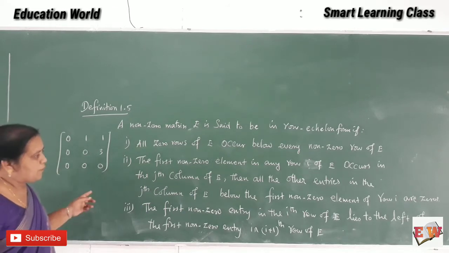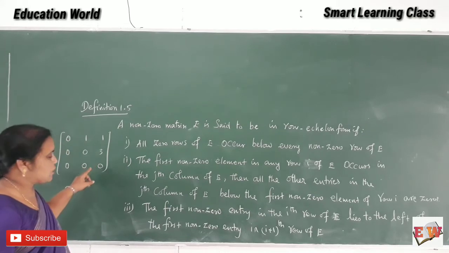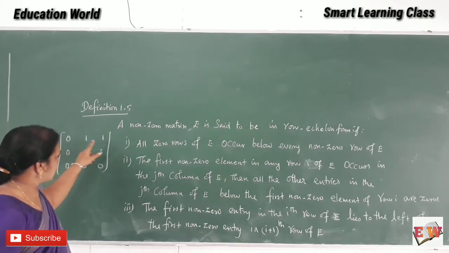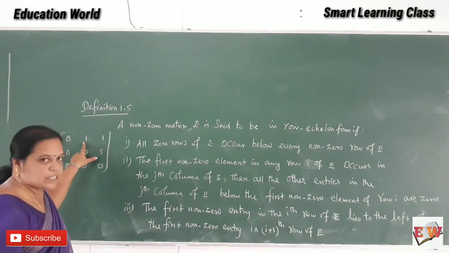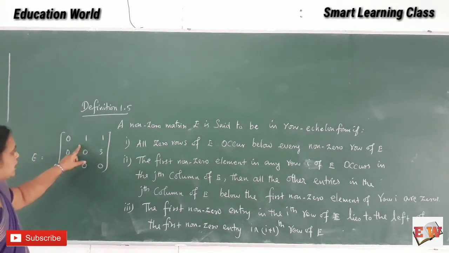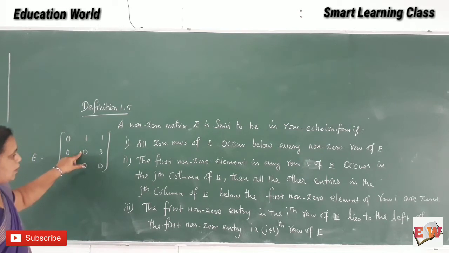Second one, the first non-zero element in any row. Which one is the first non-zero element? This is the zero row, this is non-zero, this is non-zero. In this row, this is the first non-zero element. It occurs in the jth column. This is the ith row and jth column of E. Then all the other entries in the jth column of E, below the first non-zero entry of row i, are zeros.